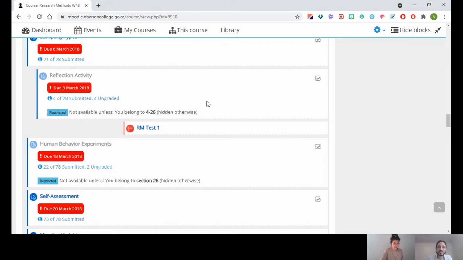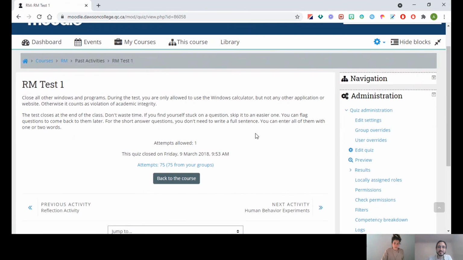We're going to look at the test statistics on Moodle. First I'll show you how to get to those statistics. You would be on your Moodle page, you'd click on a particular quiz that you're interested in. Then on the right-hand side, you'd click on results and then statistics.